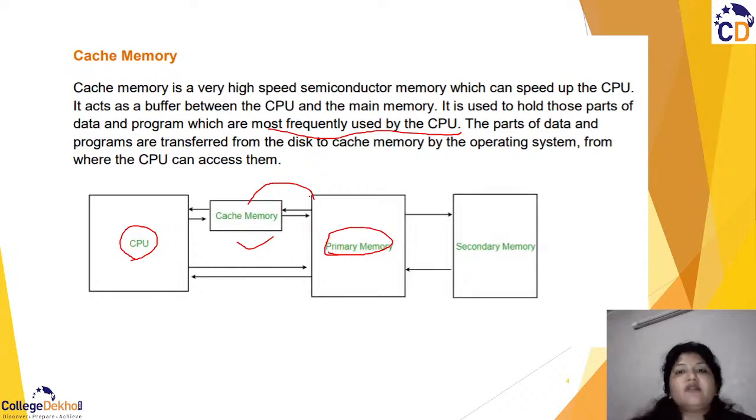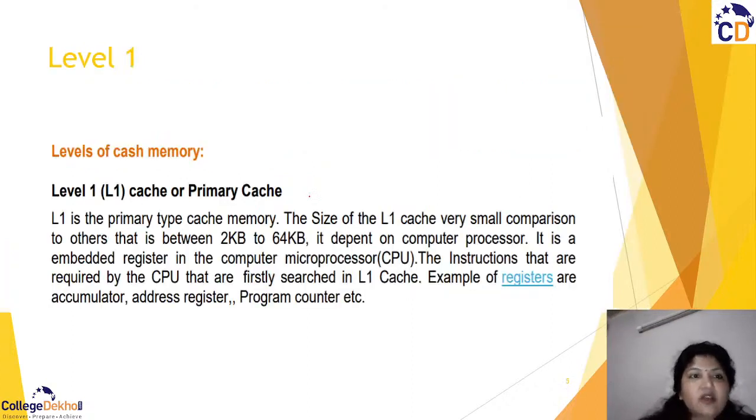So it's not a very easy task, but nowadays we know how to use it, so it's very beneficial. Now let us see level 1 of cache memory, or primary cache. L1 is the primary type of cache memory. The size of L1 cache is very small in comparison to others, between 2 KB to 64 KB. It depends on the CPU, which type of memory you are using.